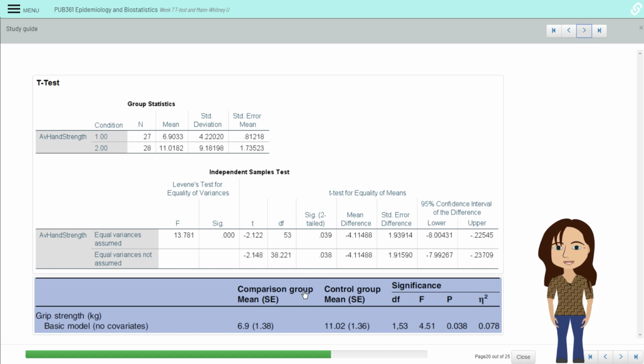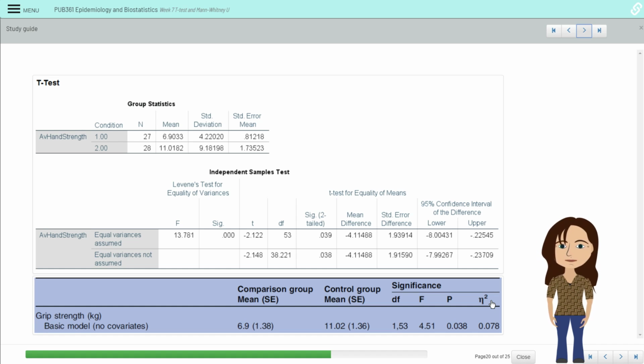And we can see how they've presented this in the paper. Comparison group 6.9 with the standard error, not the standard deviation. So that's the standard deviation, that's the standard error of the mean. The control group, and then this is the test that they did. We would have a t here and our test statistic. And the p-value, which you can see has come out pretty much the same, even though they've done a different test. This last symbol here is a measure of effect size.